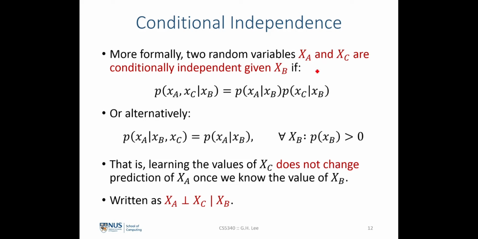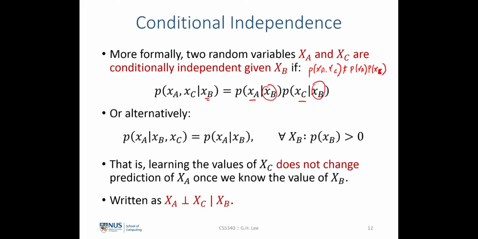In the general case, this is not true, where XA and XC are not independent, so this factorization is not true. But in the case when we observe B, that means A and C are conditioned upon B, then A and C become conditionally independent. Hence, we can factorize them into these two terms, conditioned upon the fact that we have observed B. So what this means is that once we observe B, the random variables A and C become conditionally independent.